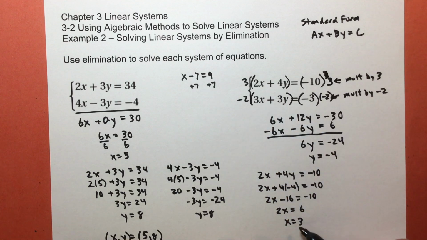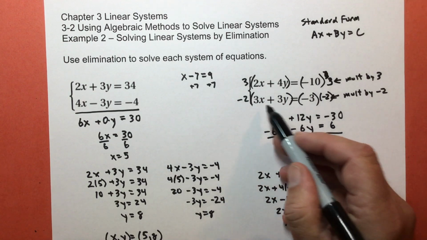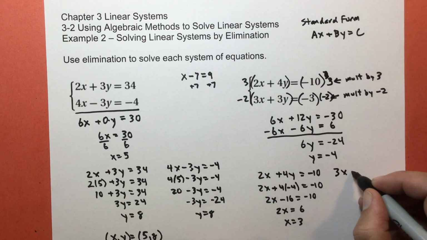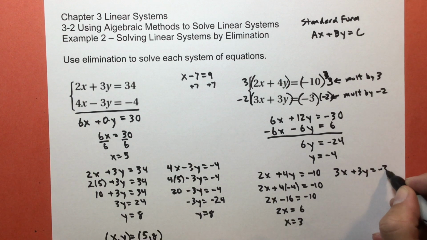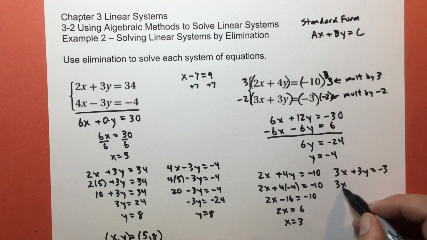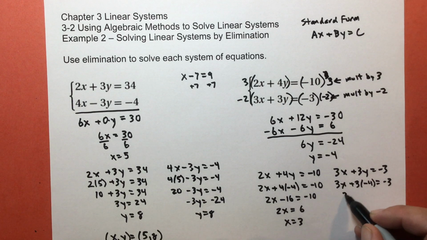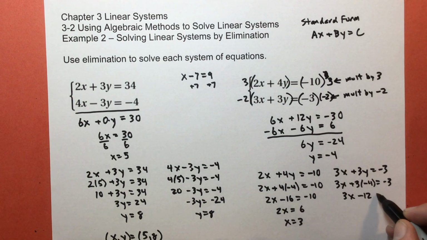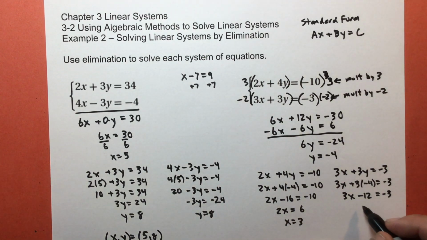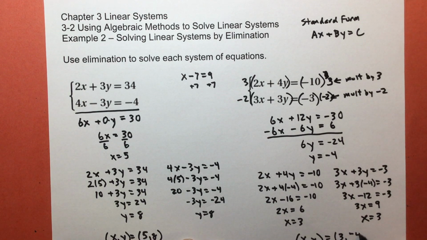Let's try the other one to see if I get 3 again. So again, go back to the original. 3x plus 3y equals negative 3. 3x plus 3 times negative 4 equals negative 3. 3 times negative 4 is negative 12. And if I add 12 to both sides, I get 3x equals 9. Divide by 3, and I get x equals 3. So my solution: x equals 3, y equals negative 4.